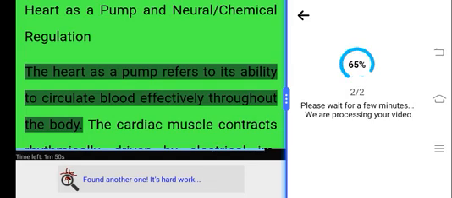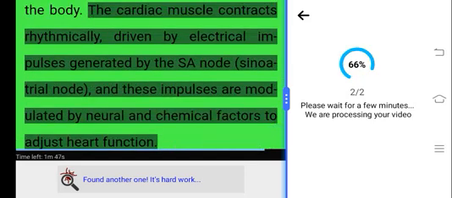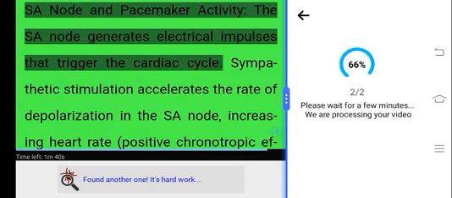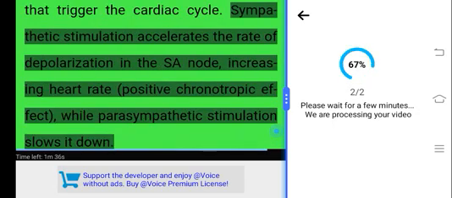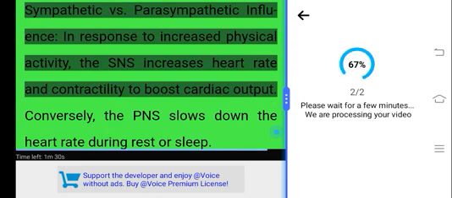The heart as a pump refers to its ability to circulate blood effectively throughout the body. The cardiac muscle contracts rhythmically, driven by electrical impulses generated by the SA node, sinoatrial node, and these impulses are modulated by neural and chemical factors to adjust heart function. SA node and pacemaker activity. The SA node generates electrical impulses that trigger the cardiac cycle. Sympathetic stimulation accelerates the rate of depolarization in the SA node, increasing heart rate, a positive chronotropic effect, while parasympathetic stimulation slows it down.